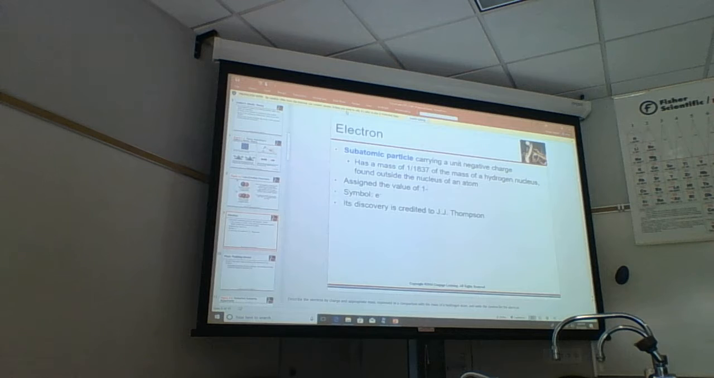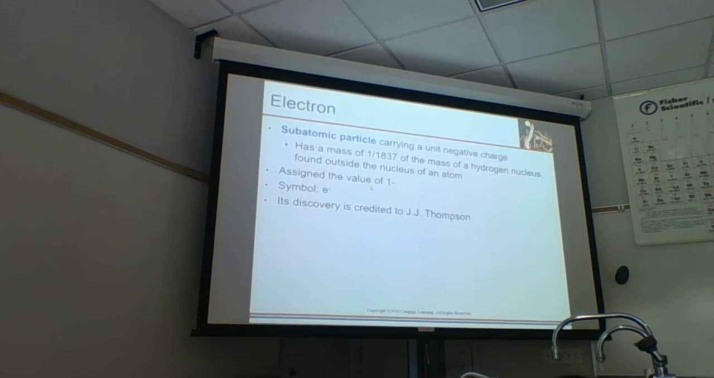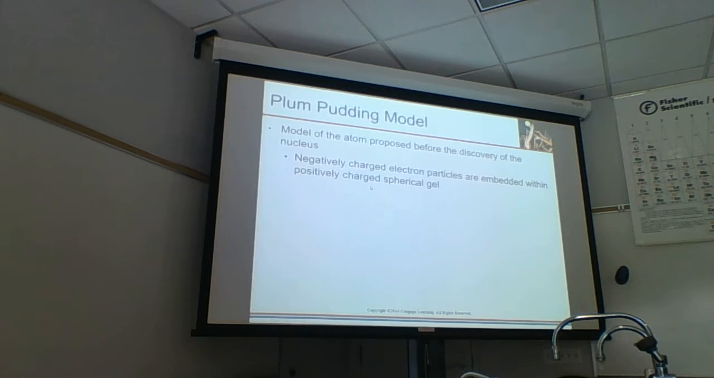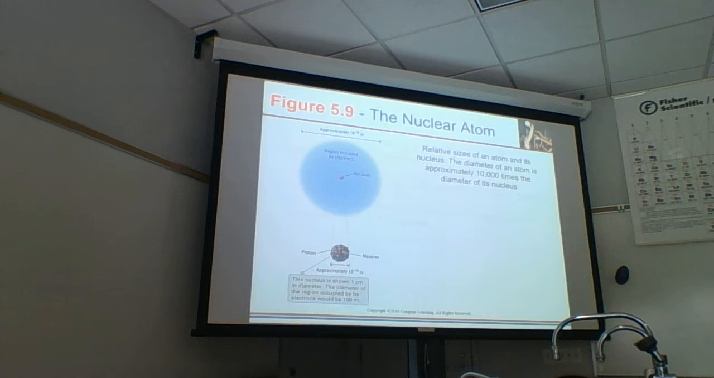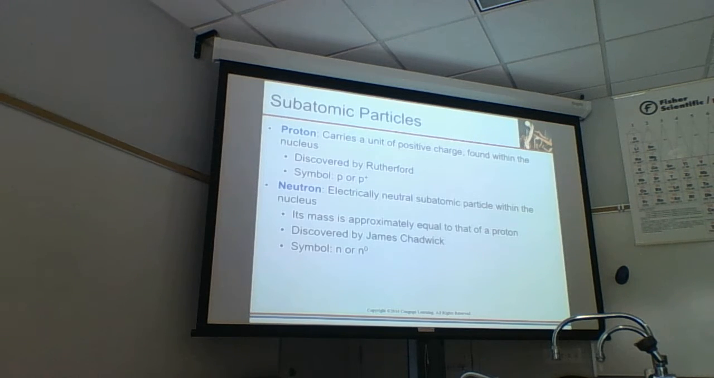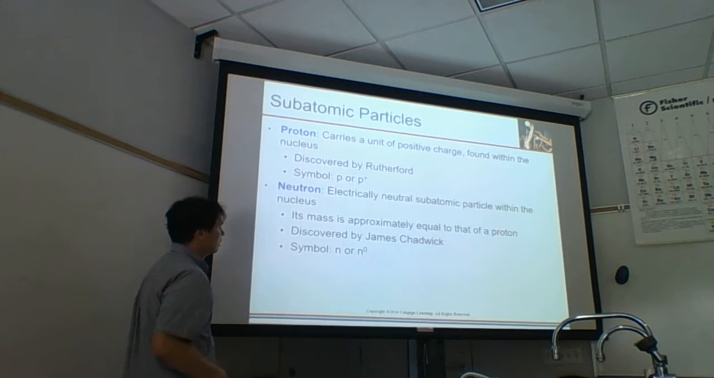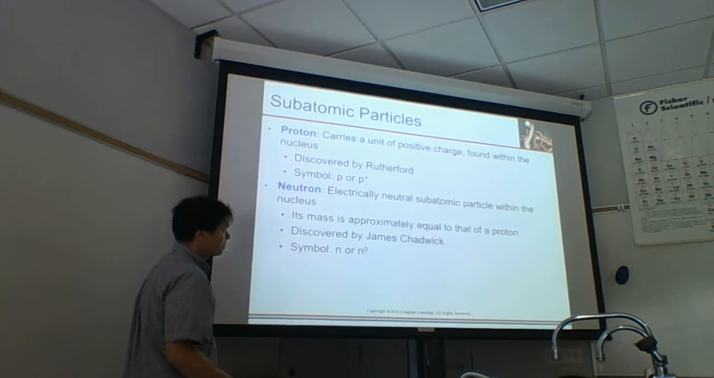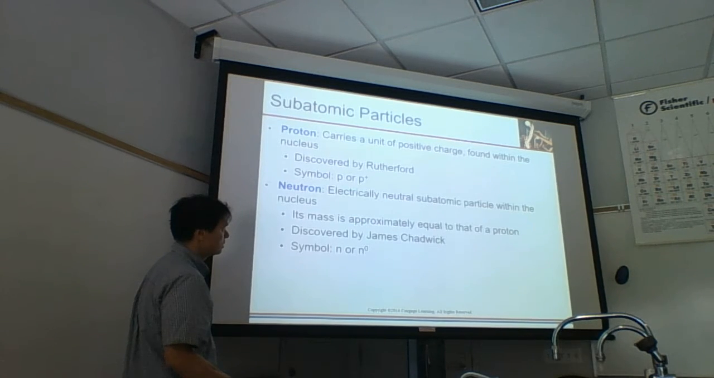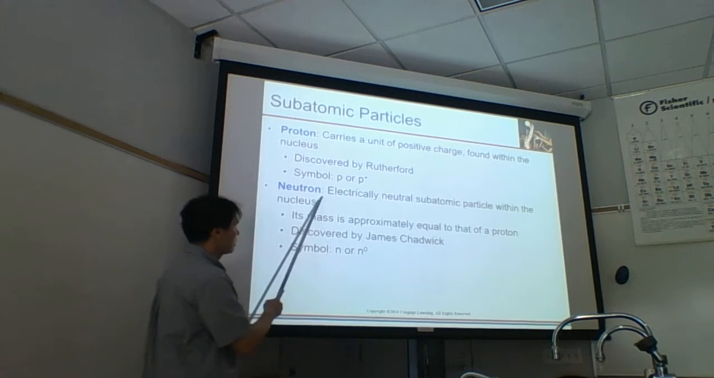So that's a cathode ray tube. That's how the electrons were discovered. Let me jump ahead. We have two more subatomic particles. We have the proton and the neutron. All right, the electron was discovered using the cathode ray tube with the CRT. How was the proton discovered?